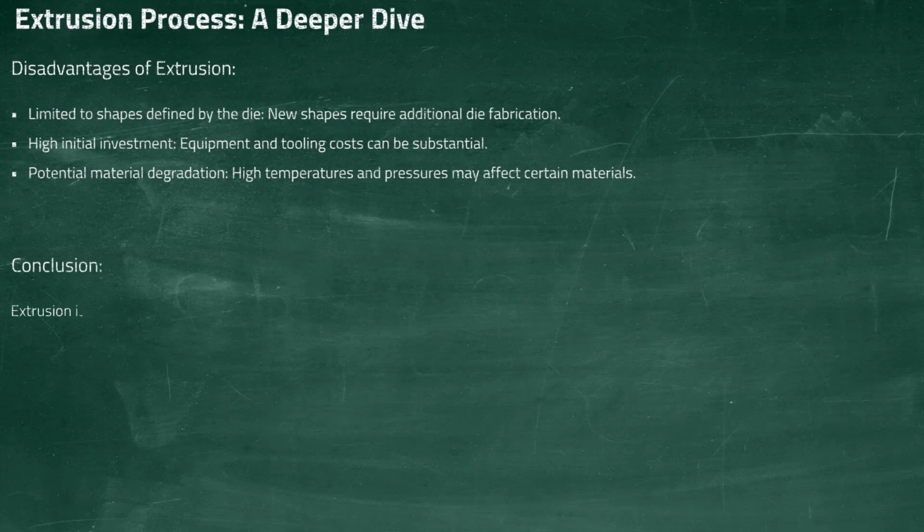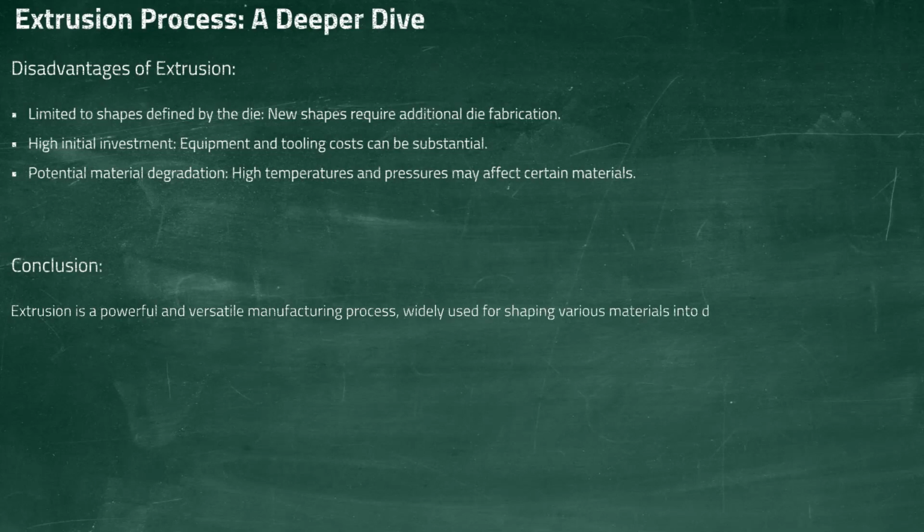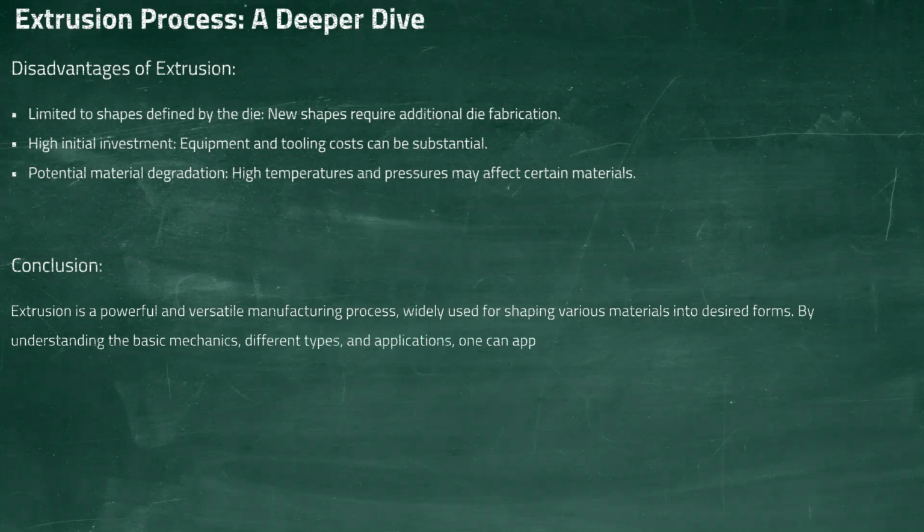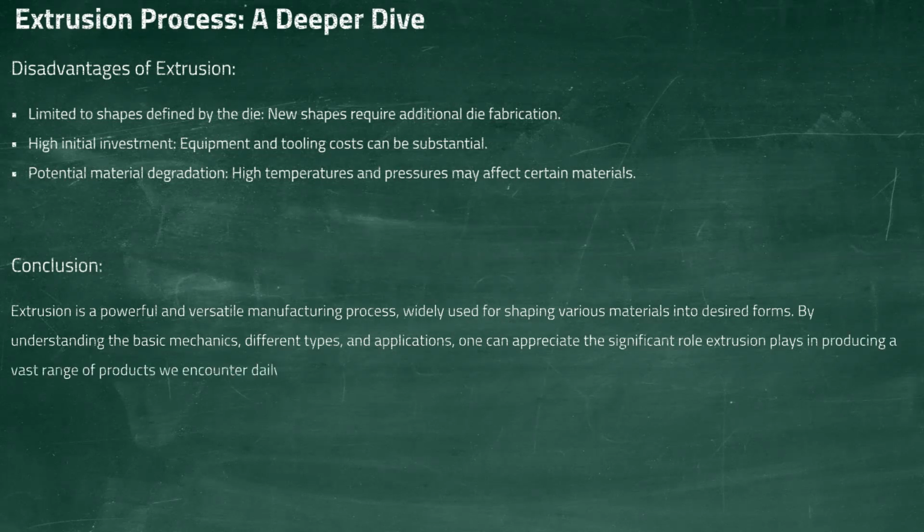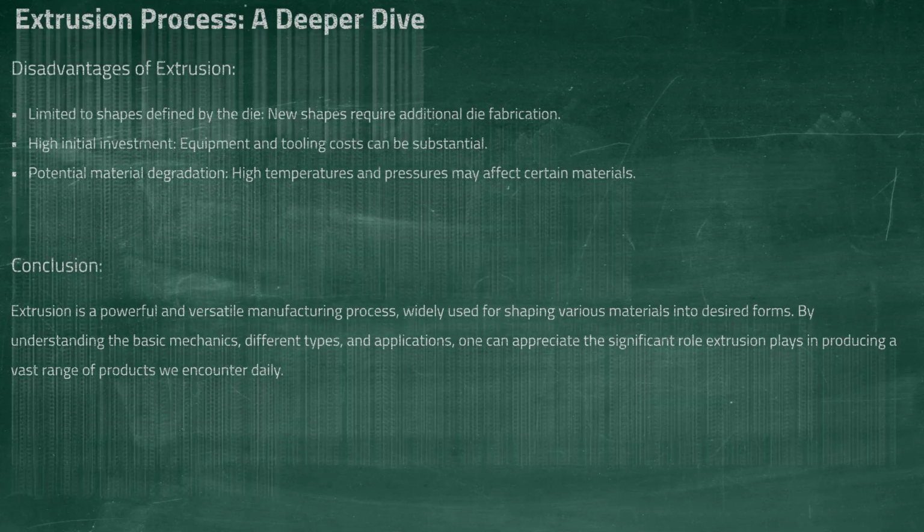Conclusion. Extrusion is a powerful and versatile manufacturing process, widely used for shaping various materials into desired forms. By understanding the basic mechanics, different types, and applications, one can appreciate the significant role extrusion plays in producing a vast range of products we encounter daily.